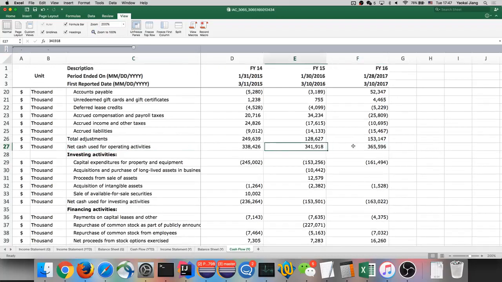So this is actually a very, very important line. That means at the end of this year, because of the business that you were in, how much more money you end up with in your bank account. Right? So in this case, these guys had $300 million because they were selling clothes. And so a lot of companies will report positive earnings but negative net cash used in operating activities.